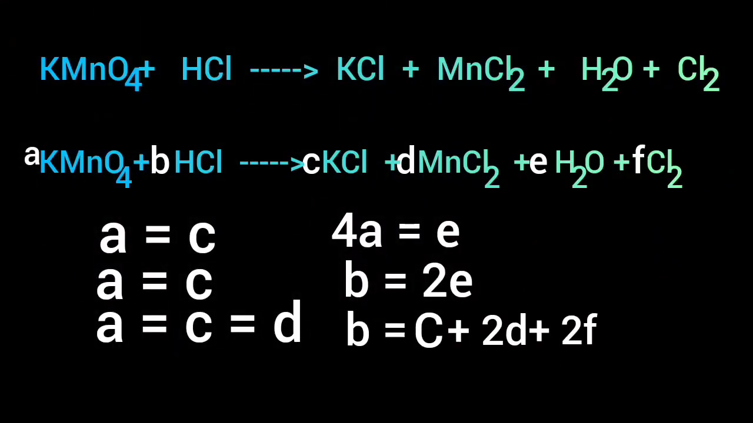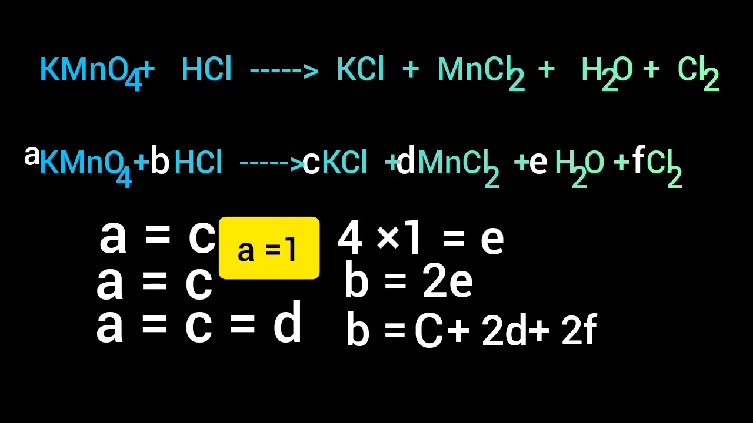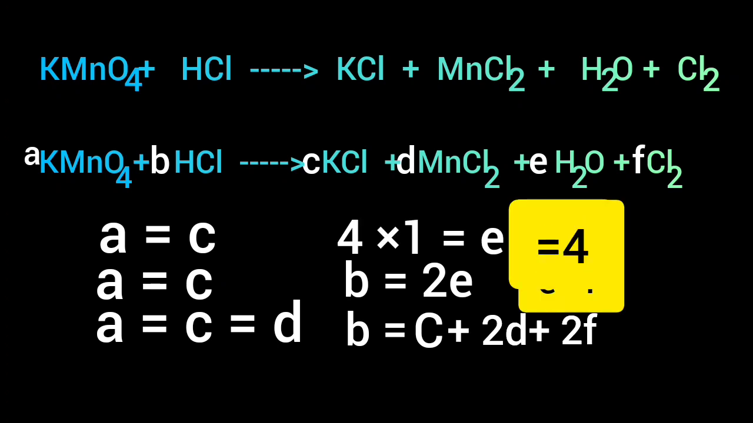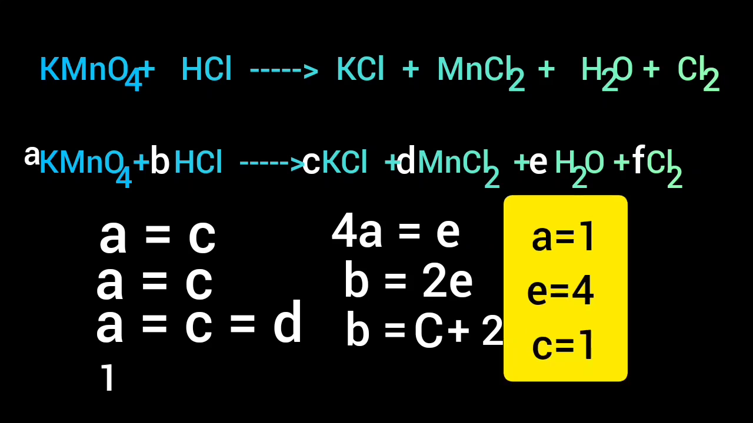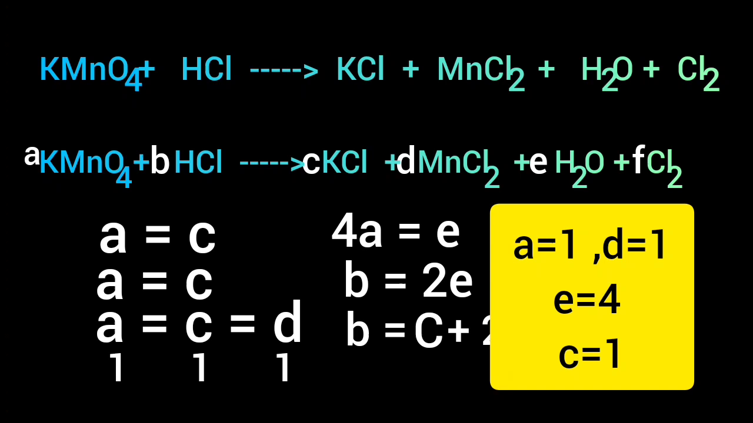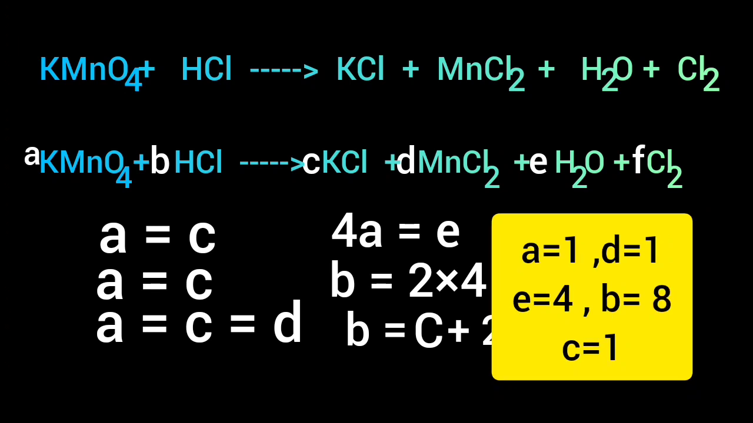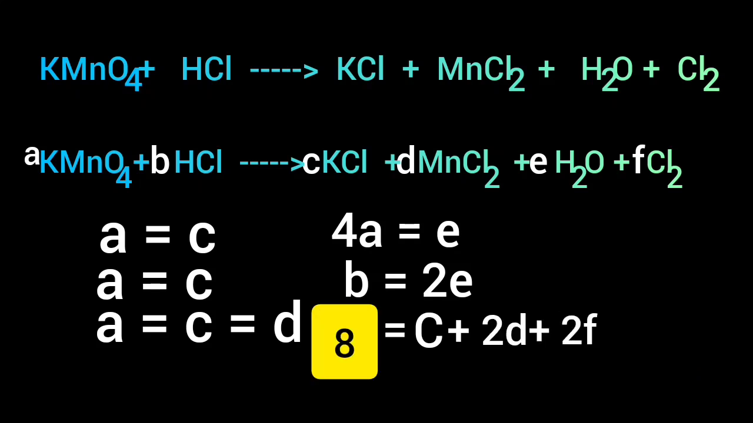Now, to get the values of a, b, c, d, e, f, put a as 1. When a is 1, e is equal to 4. When a is equal to 1, c is equal to 1, d is also equal to 1. When e is equal to 4, b is equal to 8. So you got b, how much? 8. So 8 is equal to c plus 2d plus 2f.